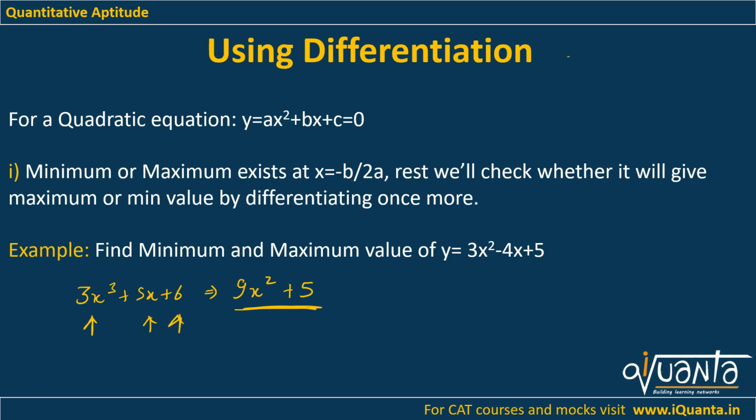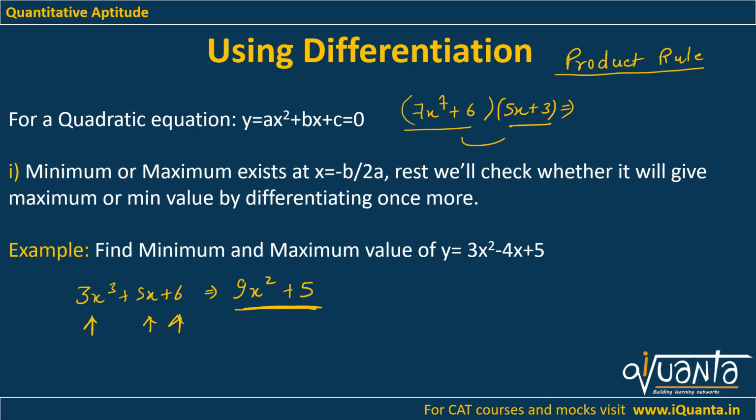So let us try to understand the product rule for differentiation with an example. For example, if I ask you to differentiate, say, 7x to the power 7 plus 6 into 5x plus 3. Now you have how many terms that are being multiplied? You have two terms, 7x square plus 6 and 5x plus 3, which are different terms that are being multiplied. So there is one way to do this, which is you can multiply these two, then you can differentiate it as usual. But using the product rule, it becomes much simpler.